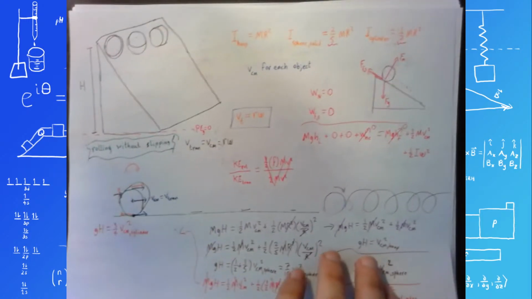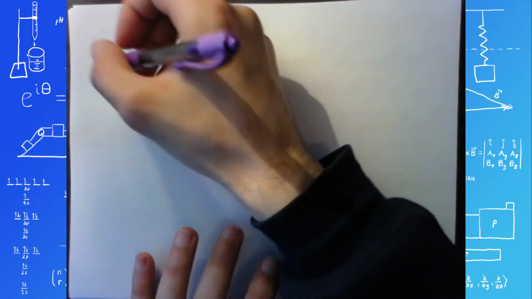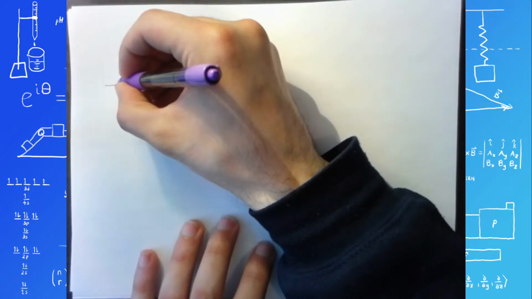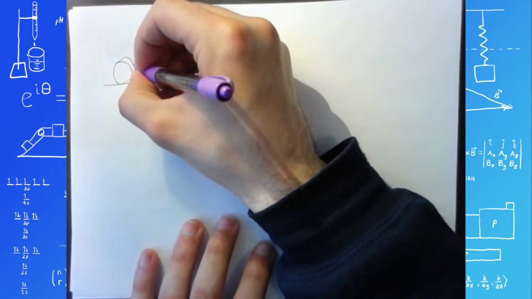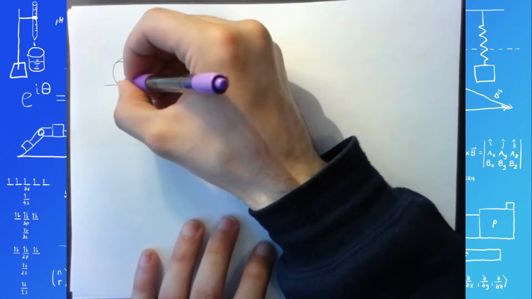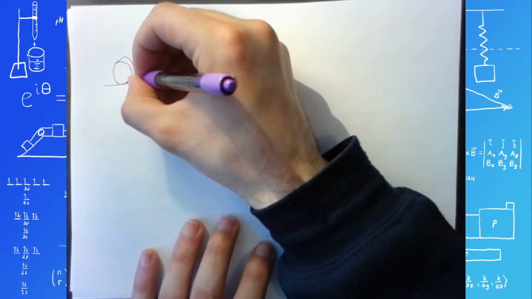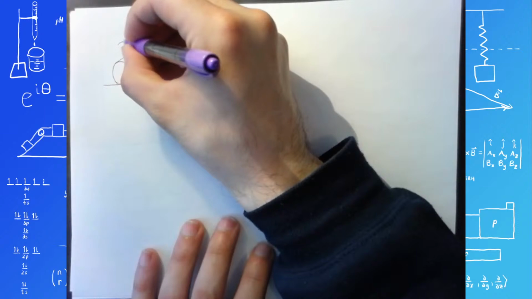Oh, no. Backside of that is already used. Time for a new sheet. Alright, so they said it's a 10-kilogram cylinder. I didn't draw that well. Oh well, you know what it's supposed to be.